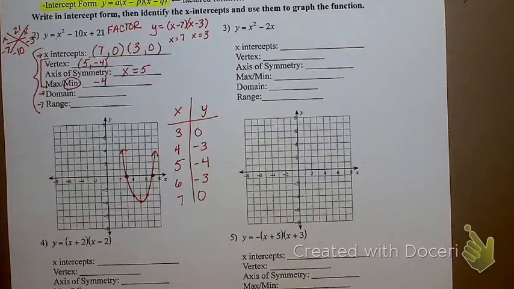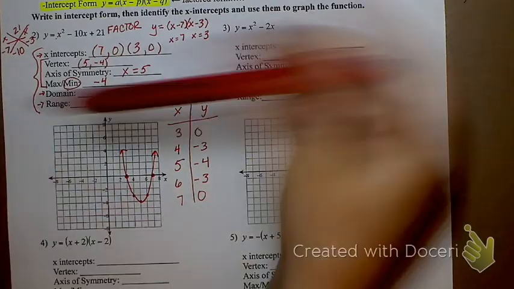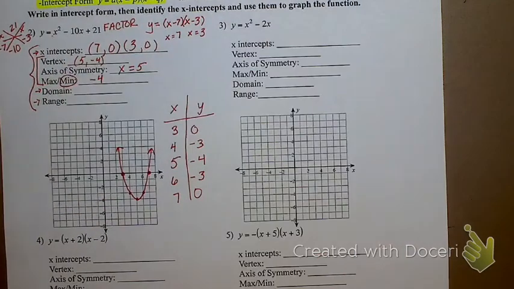Before I get into domain and range, are there any questions about what I did? Don't you have to put X? No, if anything, you would put Y equals for that. I'm tripping. Sorry. So, what did I do? I factored it to get my two intercepts, and then how did I get my vertex from there? Vertex is exactly halfway between there, and that's what helps me start my XY chart.